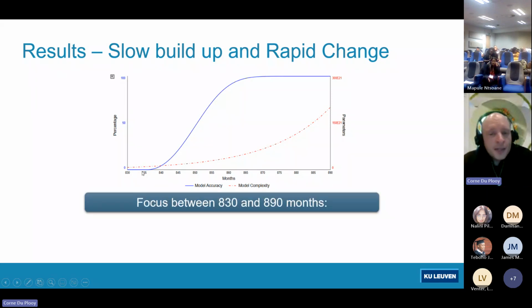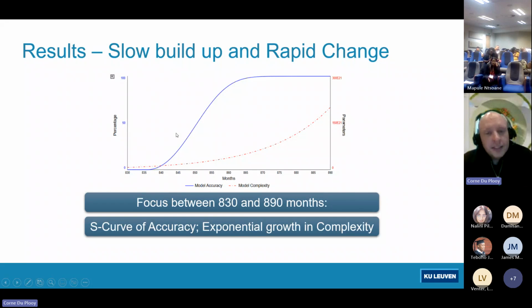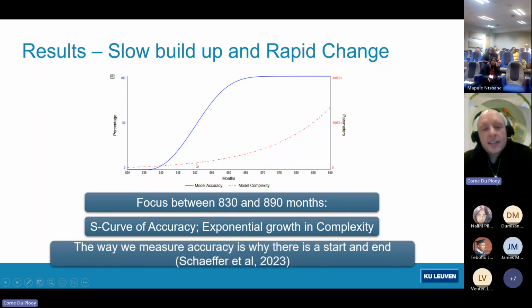So if you focus on those months, you see that the S-curve shows an accuracy ability, and exponential growth in complexity still keeps happening. And for me, this links to what we saw earlier in the presentations, that there is a constant growth, but we don't always actually notice it. The way we measure accuracy is why there is a start and an end.